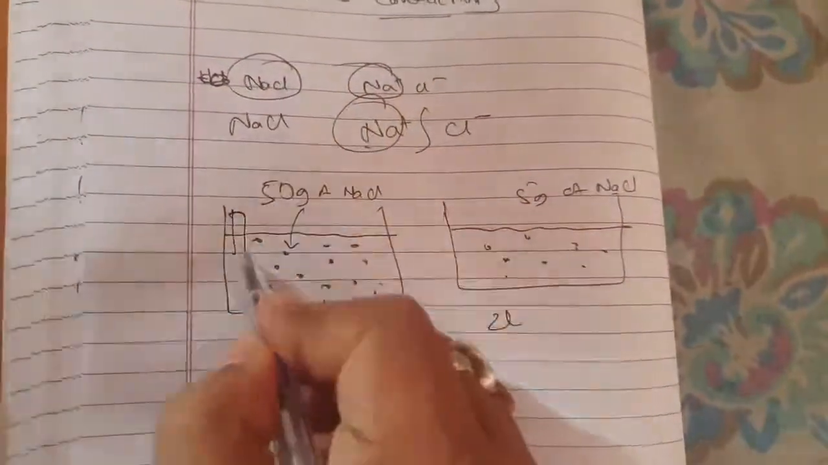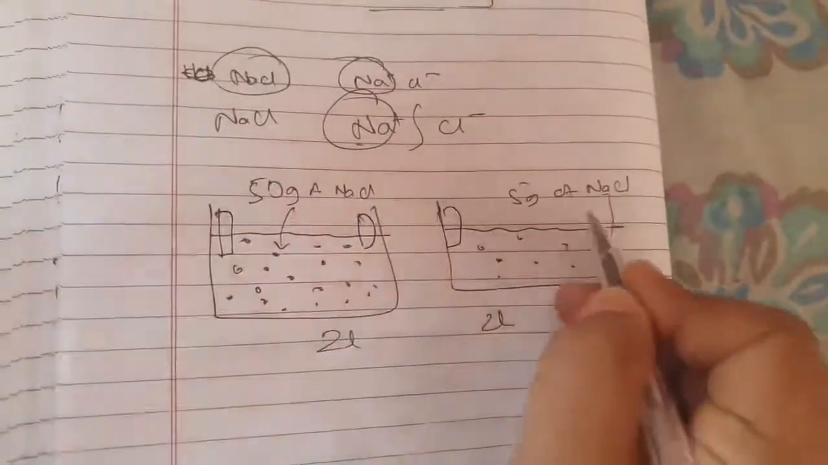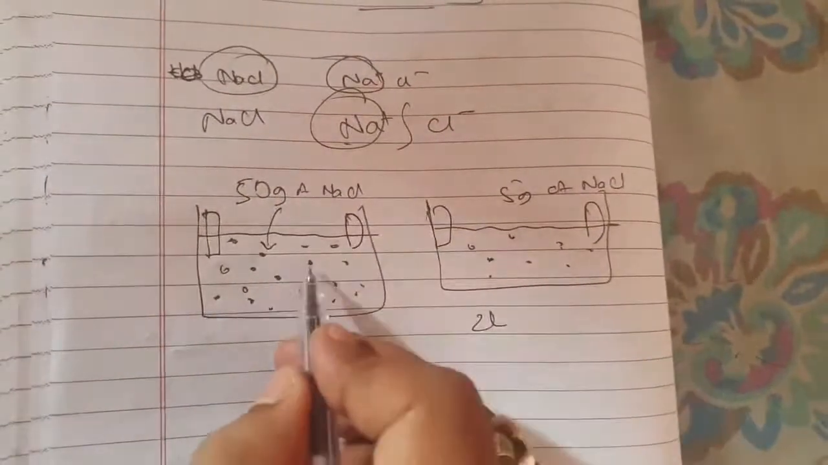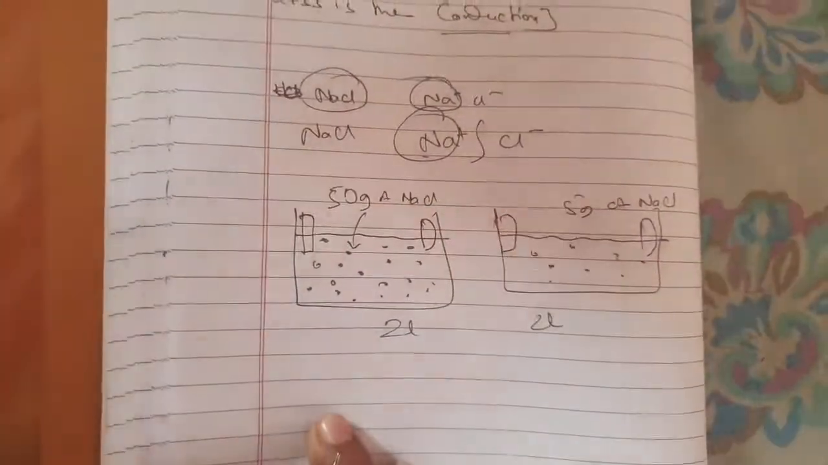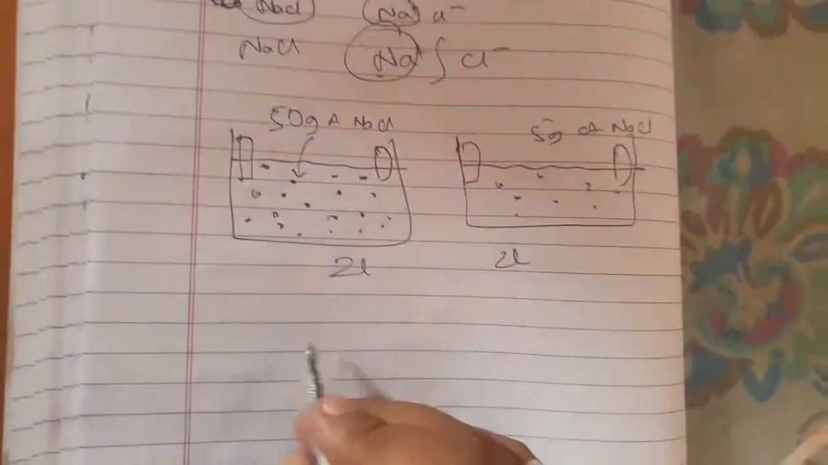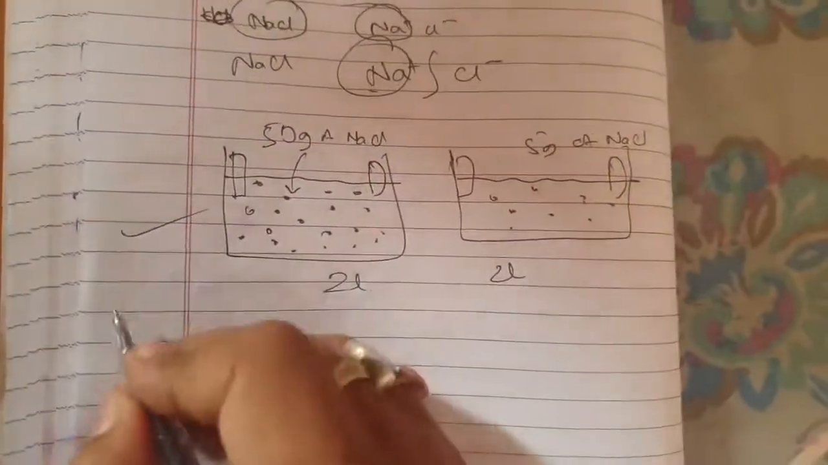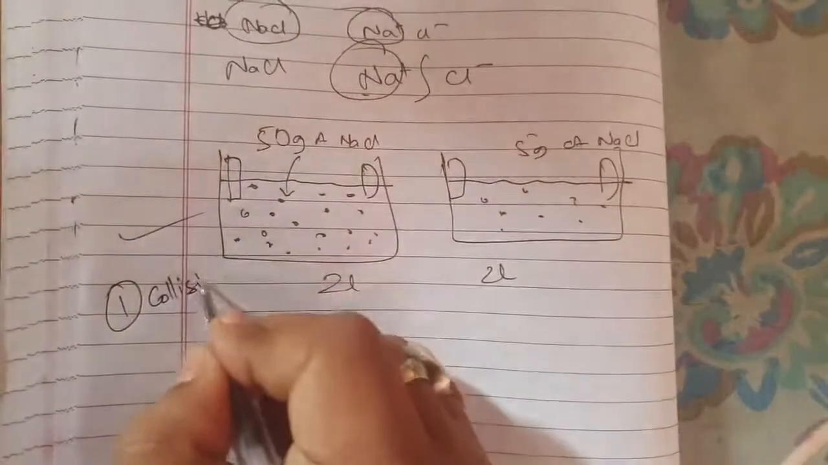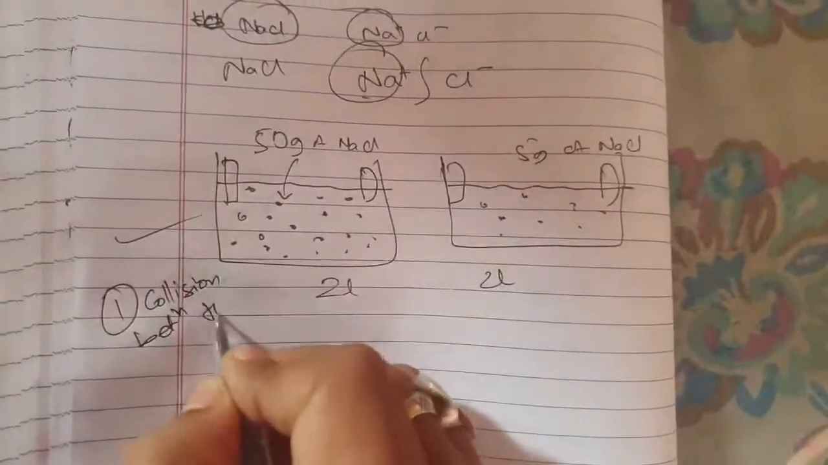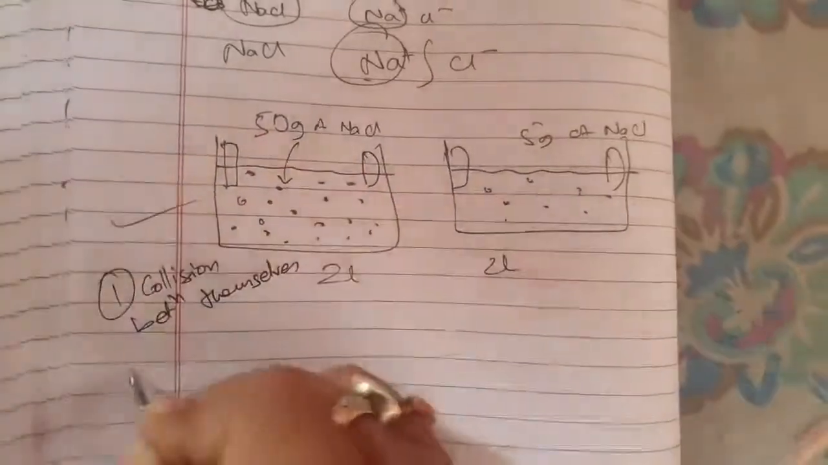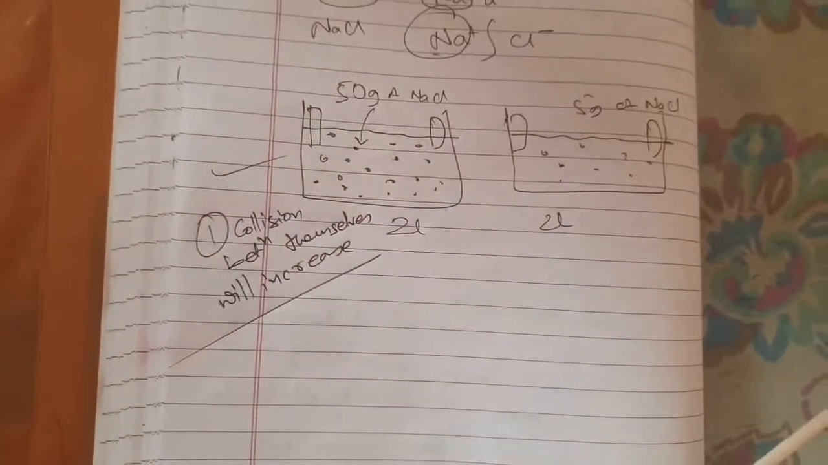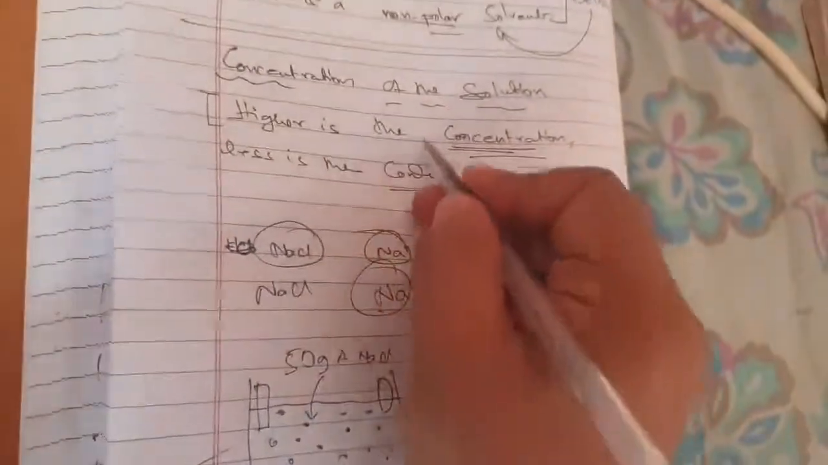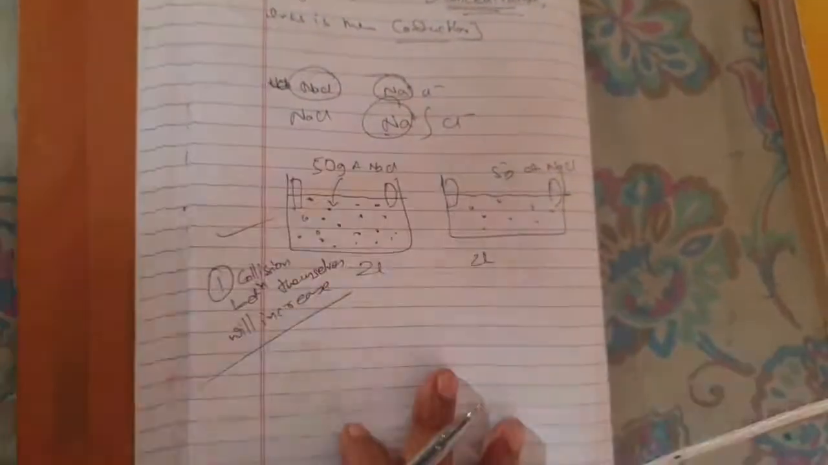First of all, when you apply the electrode, and they start running, they will collide with each other more here, and less here. So this is the first reason: collision between themselves will increase. Yes or no? Collision between themselves will increase when the concentration is high. So this is the first thing.